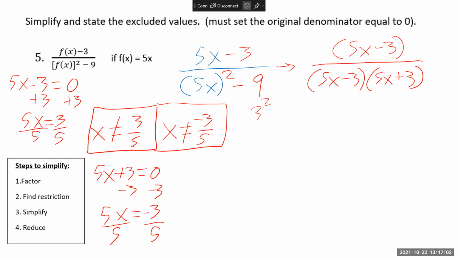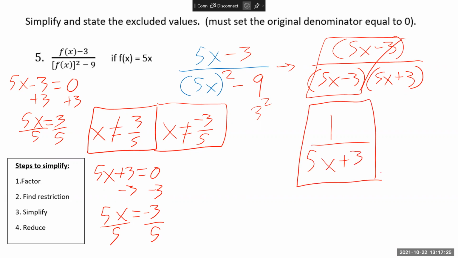Now we can look at our factored form and decide, do I have any identical twins, top and bottom, anything that is exactly the same that I can simplify? So the 5x minus 3, this all becomes 1. 5x minus 3 over 5x minus 3 reduces to 1. And I'm left with 1 over 5x plus 3. So there's my reduced fraction, my reduced rational, my equivalent rational expression, along with my two excluded values. Does anyone have any questions on that one?